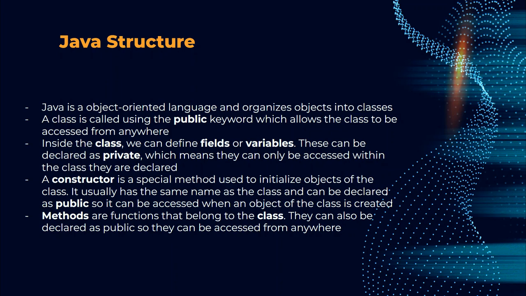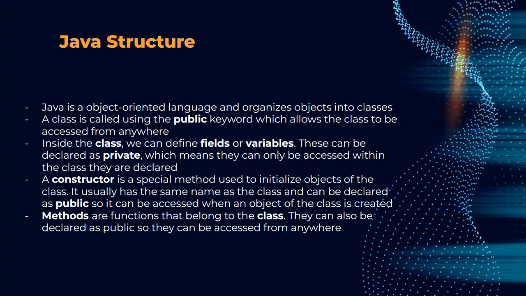different programs. Within these classes, we can define fields or variables that hold the state of objects. These fields can be declared as private, meaning that they are accessible only within the class they're declared in. This encapsulation ensures data integrity by preventing unauthorized access and modification of the data. A special method called a constructor is used to initialize objects of that class. The constructor typically shares the same name as the class and is often declared as public. This allows it to be accessed when an object of the class is created, ensuring that the object is in a valid state from the moment of its creation.